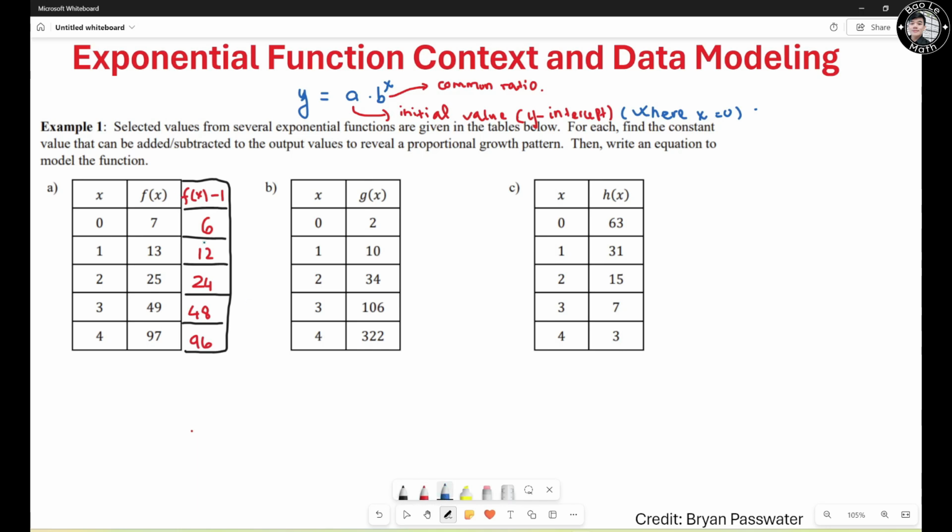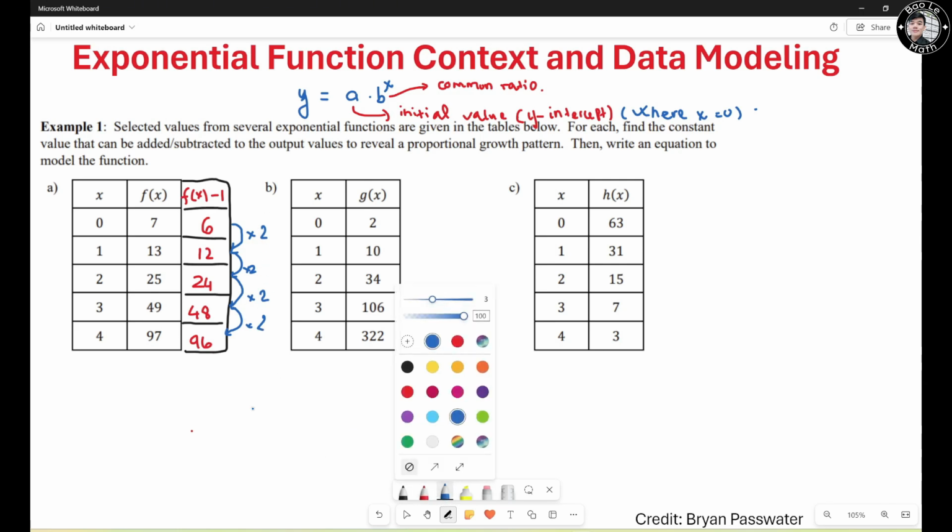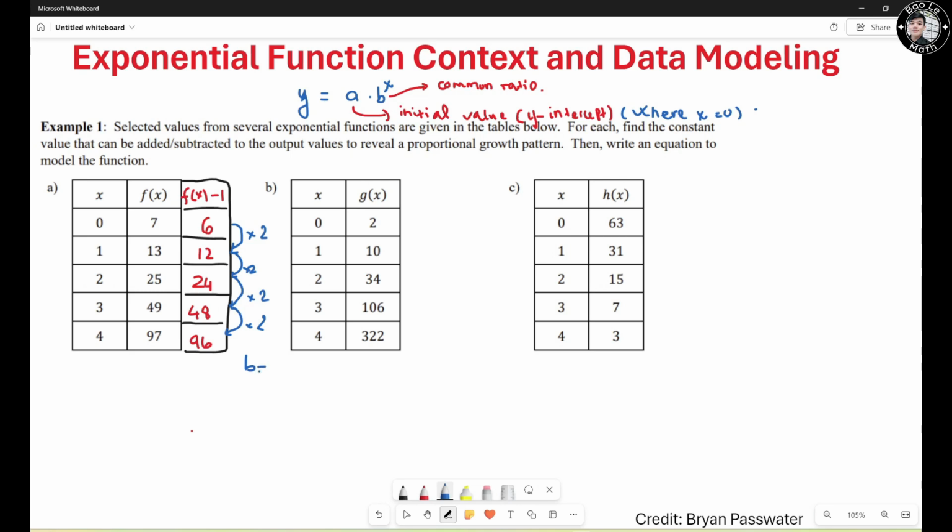Now, if we multiply 6 by 2, we get 12. Multiply 12 by 2, we get 24. Multiply 24 by 2, we get 48. And multiply 48 by 2, we get 96. So we have the same common ratio, and this is actually b. So b equals 2.